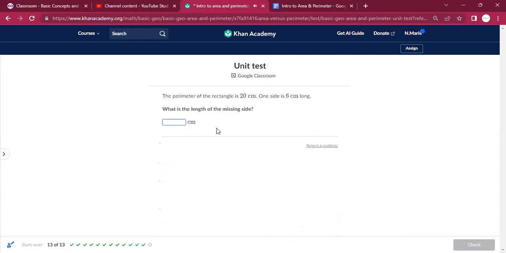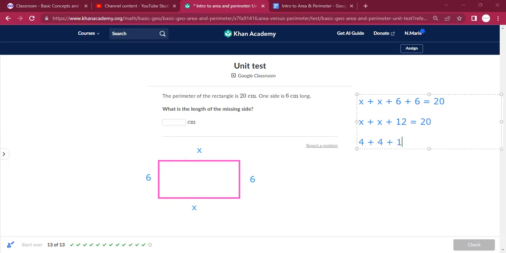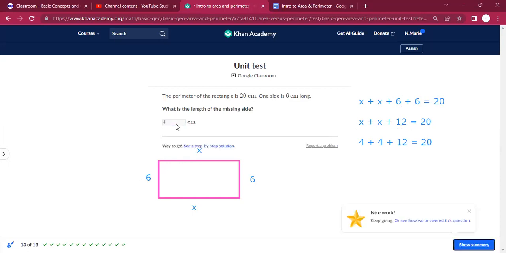Okay, last question. What's the length of the missing side? So I have the perimeter of a rectangle is 20 and one side is 6. So if one side's 6, then this side is 6. And so then what times what gets you 20? So if I have the missing piece plus the missing piece plus 6 plus 6 equals 20. That gets me 2 missing pieces plus 12 equals 20. That means these other two have to add to 8. So 4 plus 4 plus 12 equals 20, right? They have to be equal to each other. So each side would be 4.